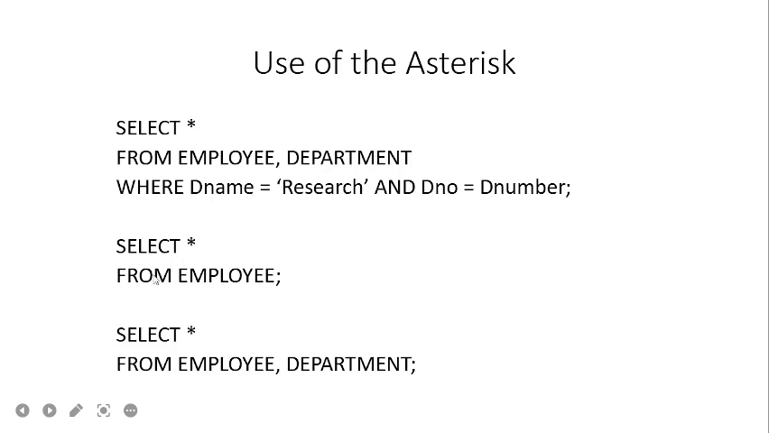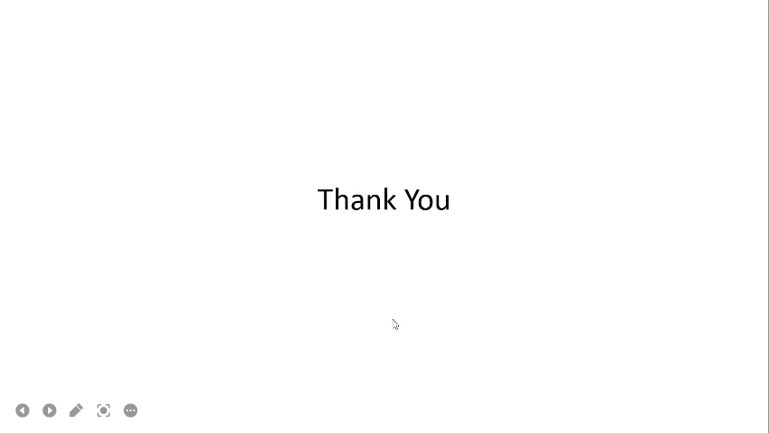And here, select star from employee. Here the where clause is also not there, so it will select all the tuples from this employee table, with all the attributes. Then select star from employee comma department: here also it will select all the tuples from this employee and department relation. Okay, that's about the use of asterisk. Thank you.